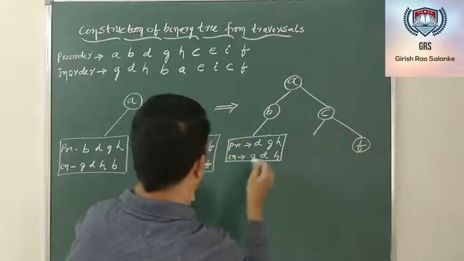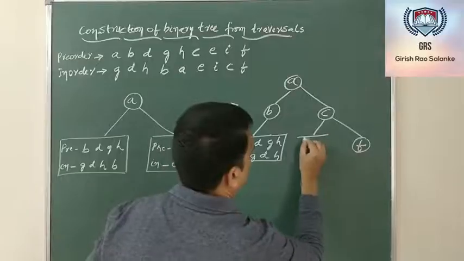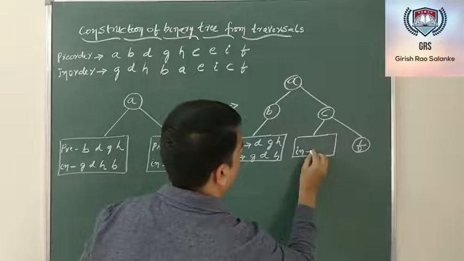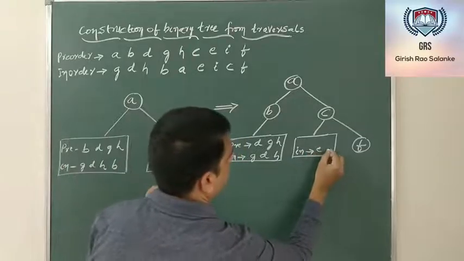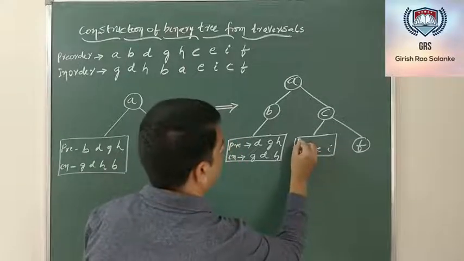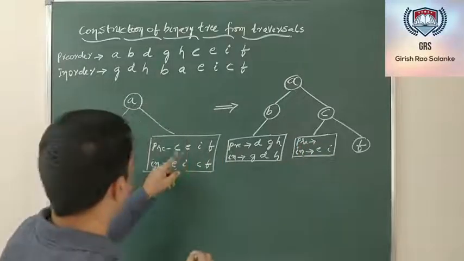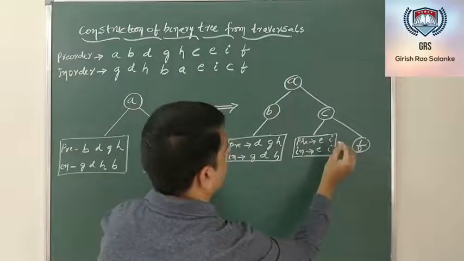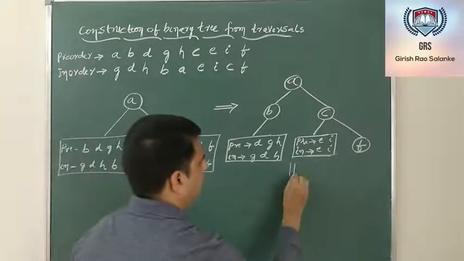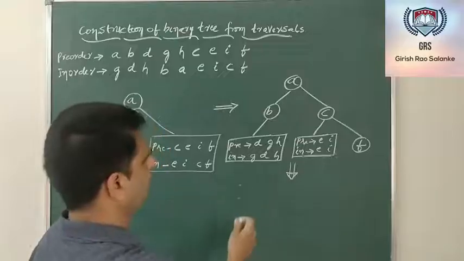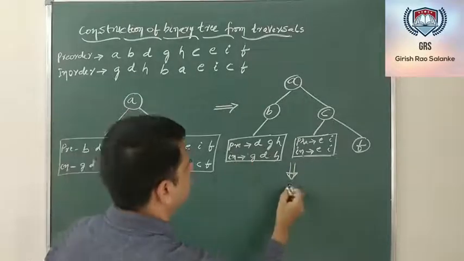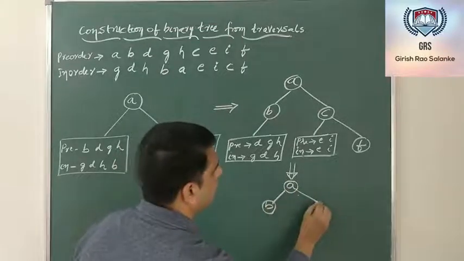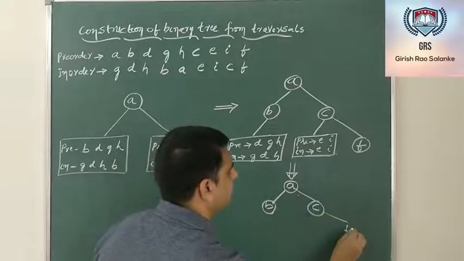To the left side of C there are 2 nodes. So in-order E, I. Now the corresponding elements in pre-order are E, I only. So now I'll start building the binary tree for this and this. So A, B, C. The right child is done, F.